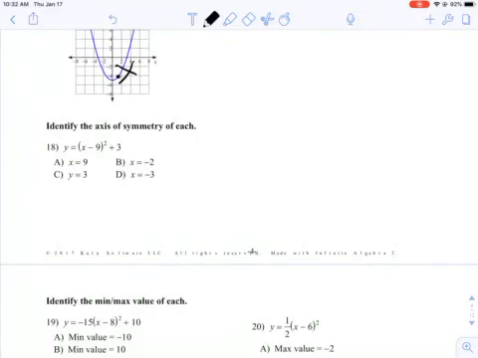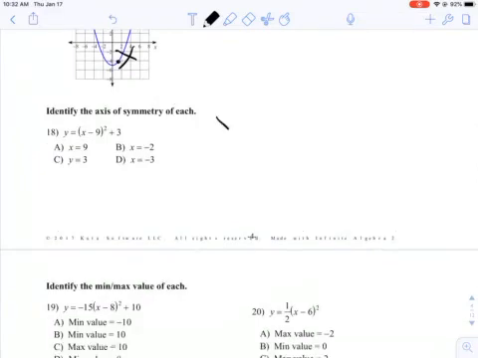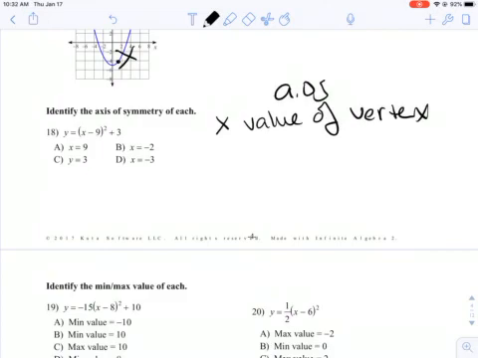Okay, so axis of symmetry. This is the x value of the vertex. That's what the axis of symmetry is. So that's what the axis of symmetry is, and we're going to continue that in 1 second.